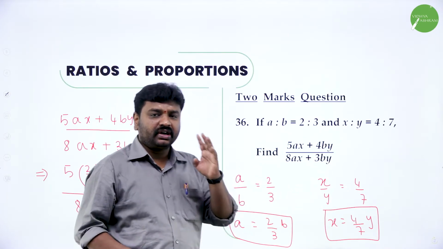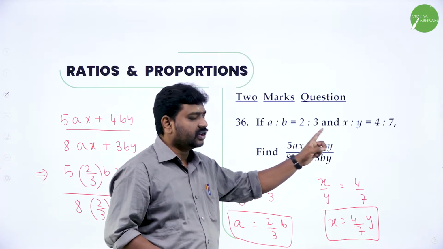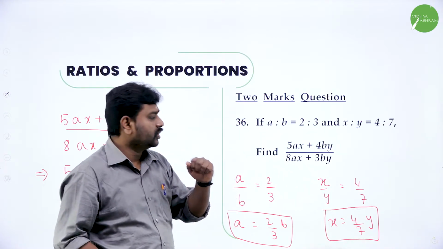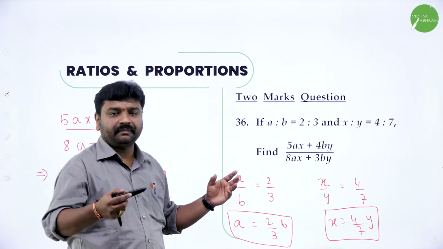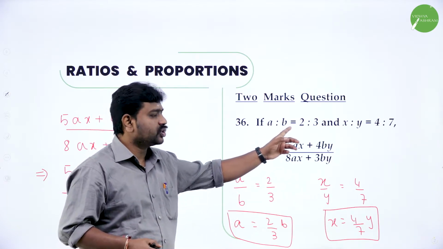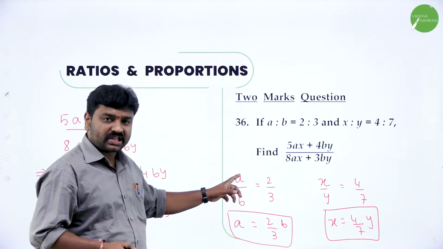So in order to convert, see there are 4 different variables a, x, b and y. It is difficult to simplify. So retain y as it is, convert a and x. So how to convert? They have given a is to b. What is a is to b? 2 is to 3. So a by b is 2 by 3.